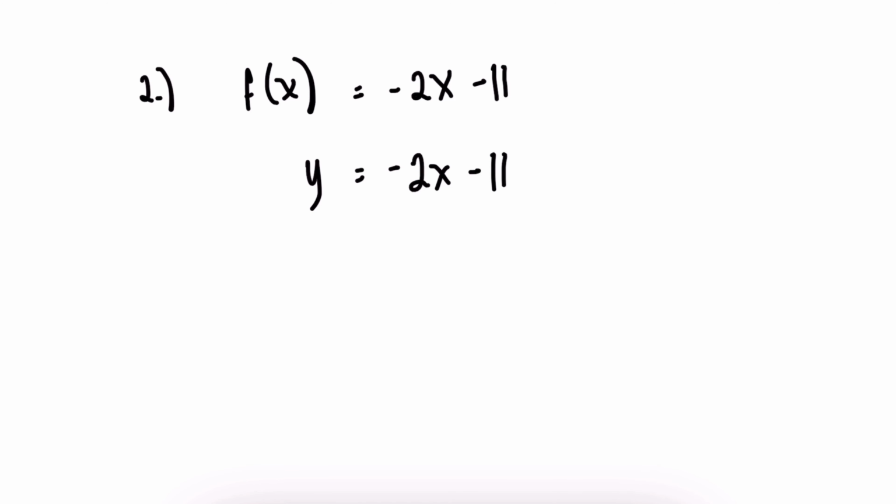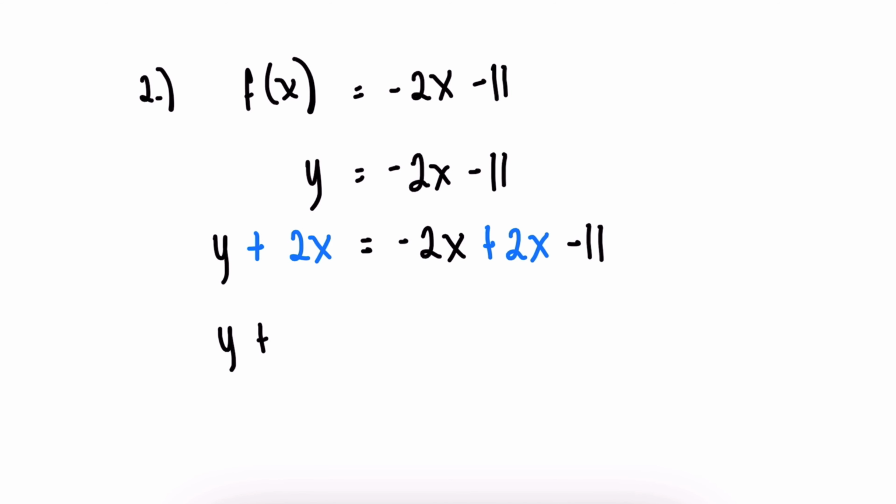Next step is add both sides by 2x through addition property of equality. After that, cancel negative 2x plus 2x on the right side of the equation. That will be 0. The equation now is y plus 2x is equal to negative 11.